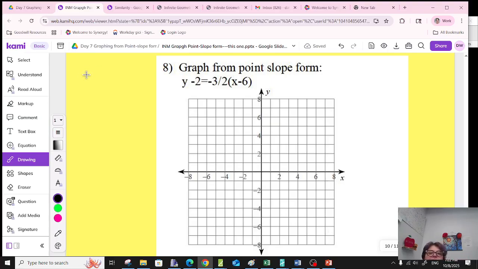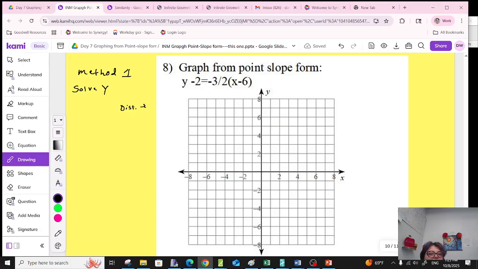I can do both. Okay, so this would be method 1, which would be to solve for y. Solving for y. We're going to get it into slope-intercept form. y equals mx plus b. So the first step is to distribute the slope.